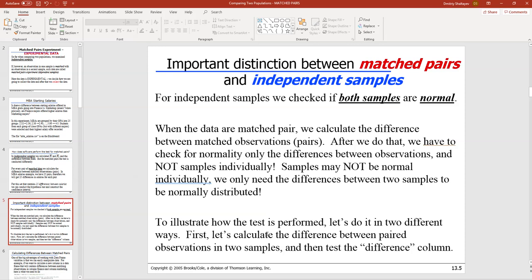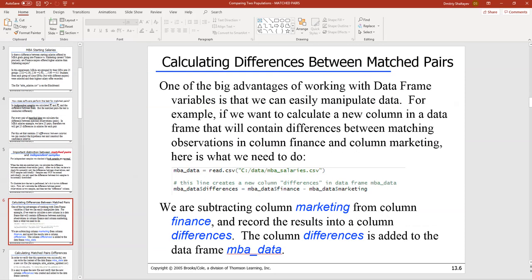So in other words, before performing the t-test, we have to calculate the difference between column 1 and column 2, and the resulting column with differences we're going to have to test for normality. Again, sample 1 may or may not be normal, and sample 2 may or may not be normal. I don't care really. For the t-test with matched pairs, what's important is that the matched pairs differences must be normally distributed. Okay, so let's go ahead and actually calculate that.